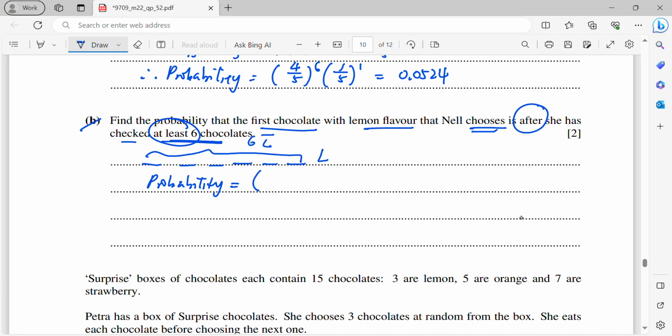So the probability of not lemon flavor chocolate is 4 over 5, and there will be power 6. Then you can just leave your answer in fraction, or you can round it to give your answer correct to 3 significant figures. So this will be the working.